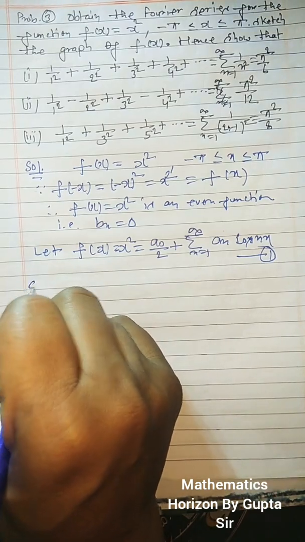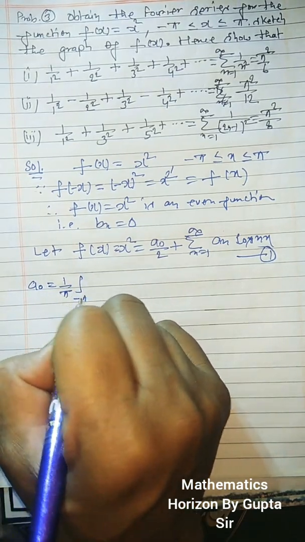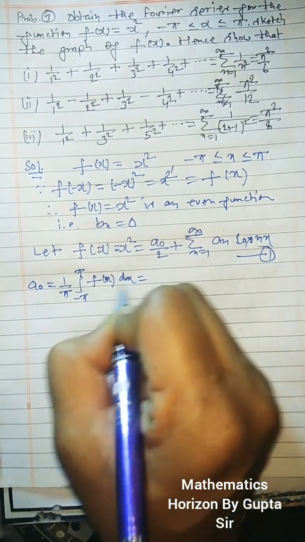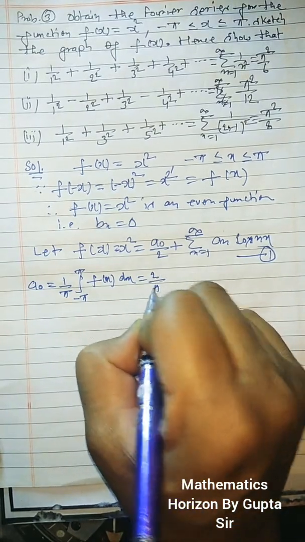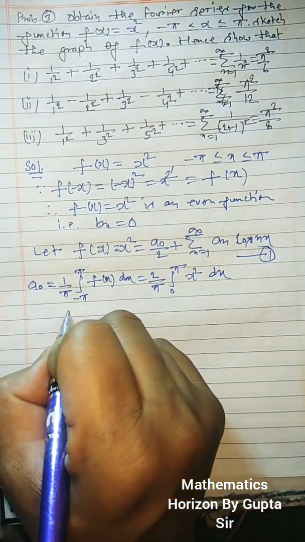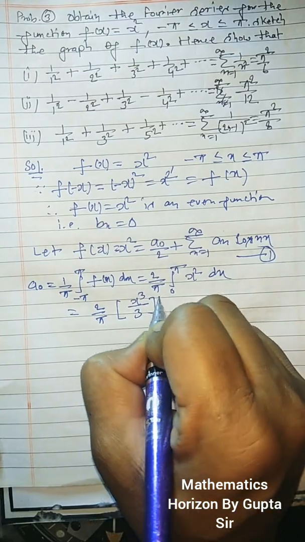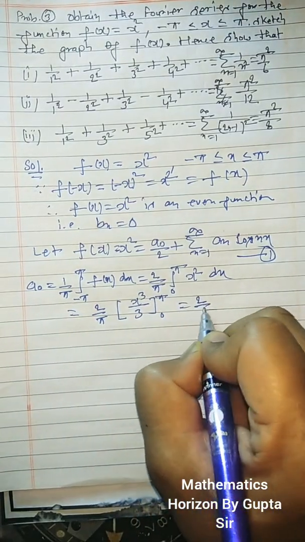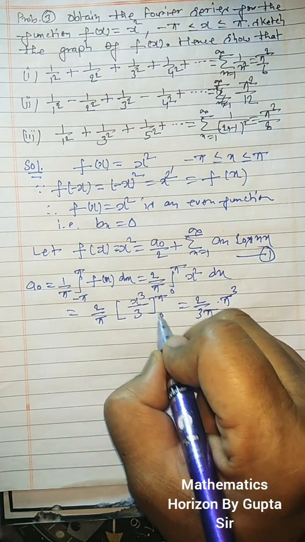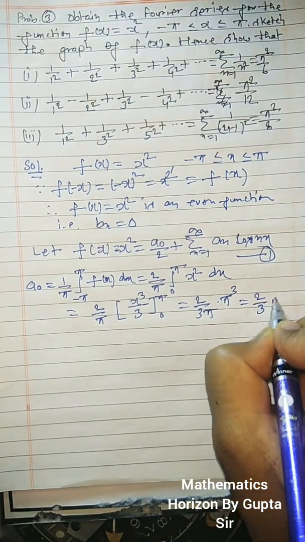Okay, now how will we find a0? Formula of a0 is 1 upon pi, integral from minus pi to plus pi of f(x) dx. Here this is an even function, which means this will be 2 upon pi, integral from 0 to pi of x square dx. On integration we get x cube upon 3 with limit 0 to pi, that is 2 upon 3 pi into pi cube. When x equals 0, we get the minus 0 term, so here we have 2 upon 3 pi square.